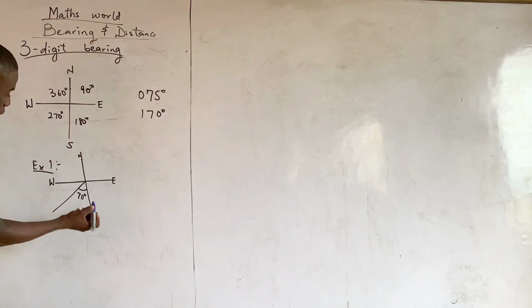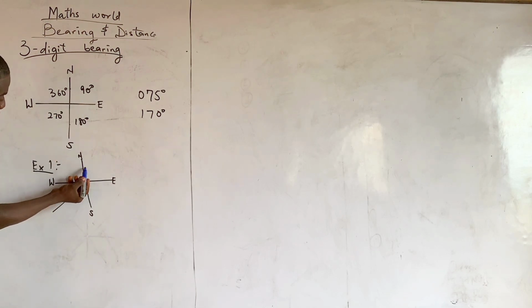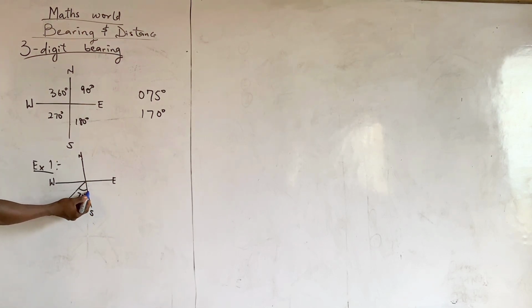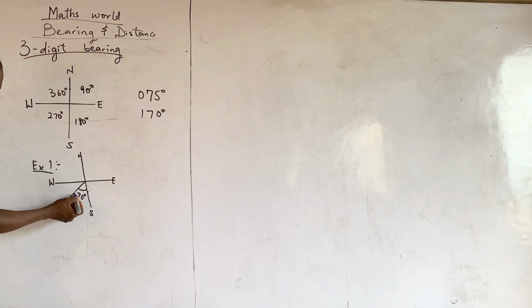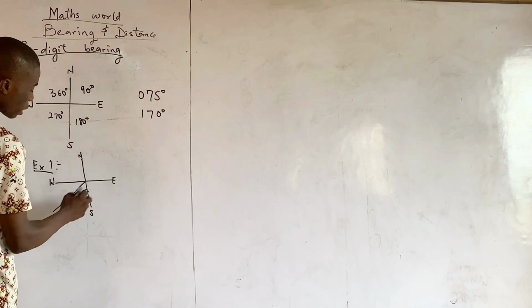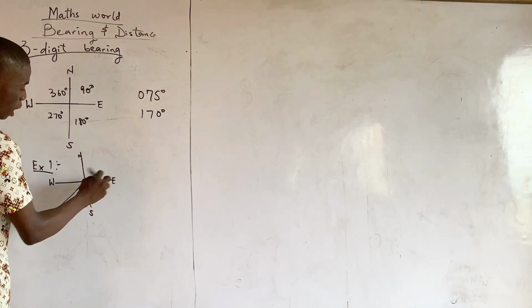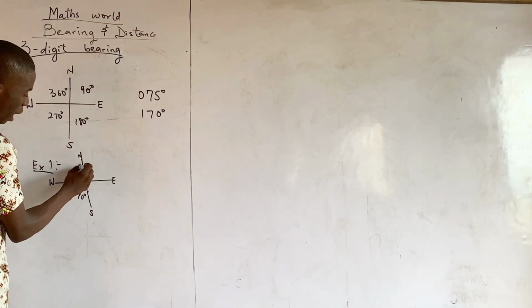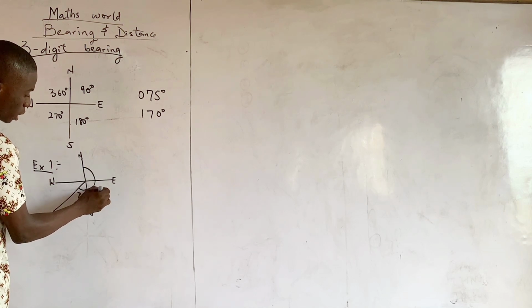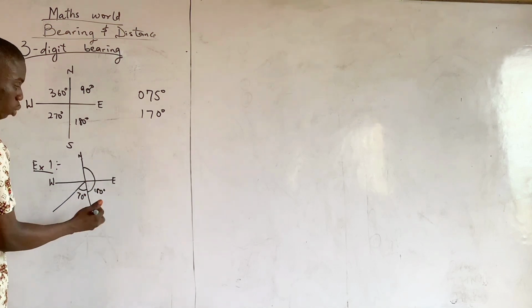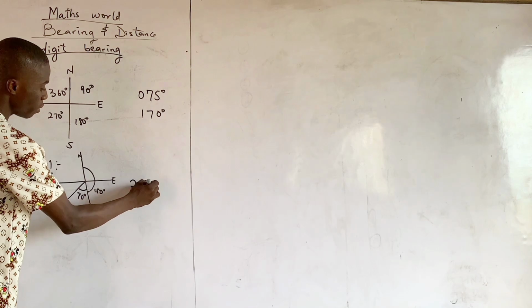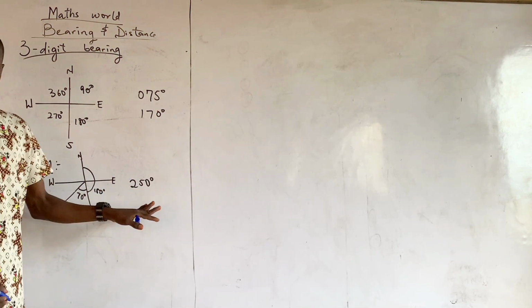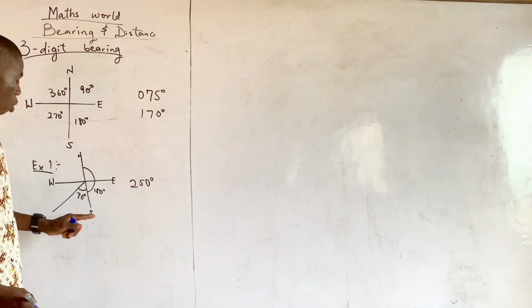Now let's start. Remember what I told you here, from here to here is 180. 180 plus 70 is now 250. So we can say that the 3-digit bearing of this guy is, from here to this place is 180 degrees, and 180 plus 70 is 250 degrees. This is the 3-digit bearing for this drawing.